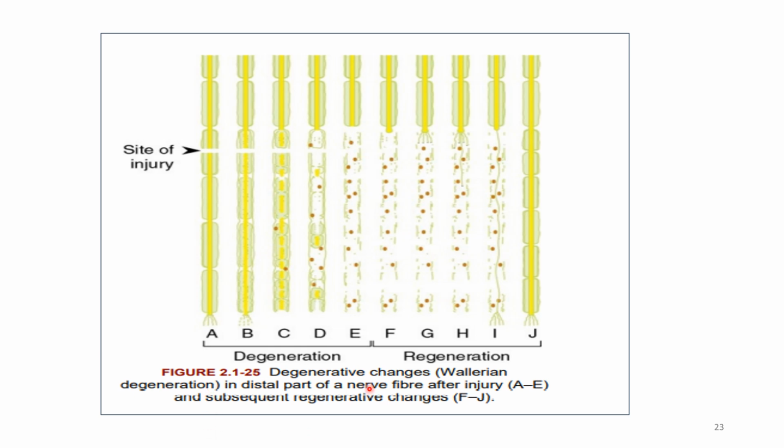See the same here. Degenerative changes in the distal part of the nerve fiber after injury, from A to E. Then these are the regenerative changes. This is the site of injury. So like this. Only the previous diagram is clear, because here macrophages are not shown and the labeling is also not given.